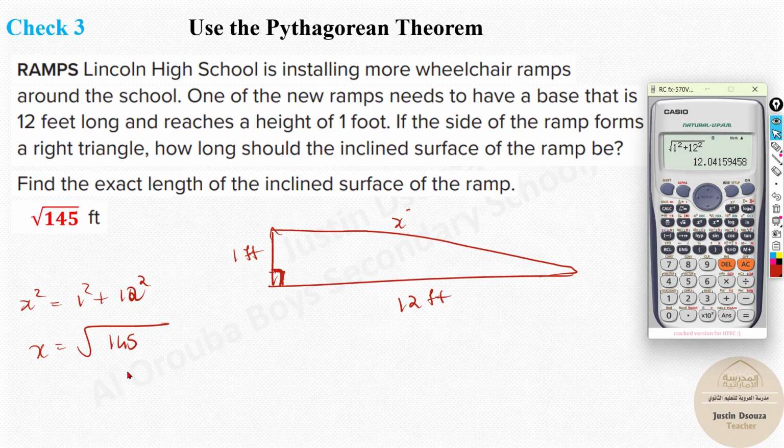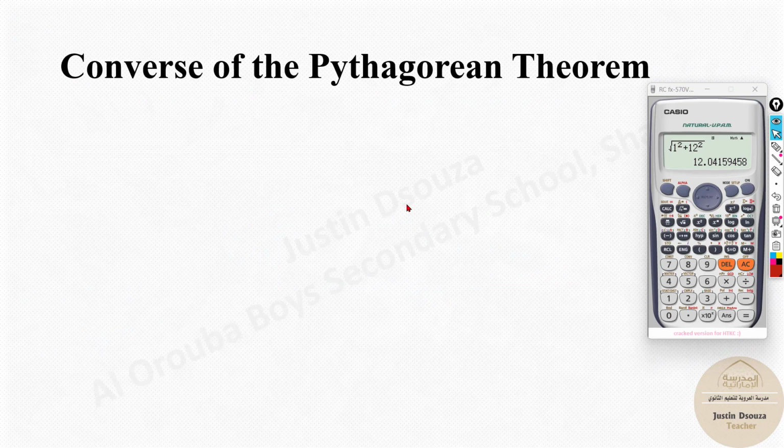Okay, it's just written as root 145. That's fine. But it would be this value. Okay, that is the x value. That's it. And now we will look into the converse of Pythagoras theorem.